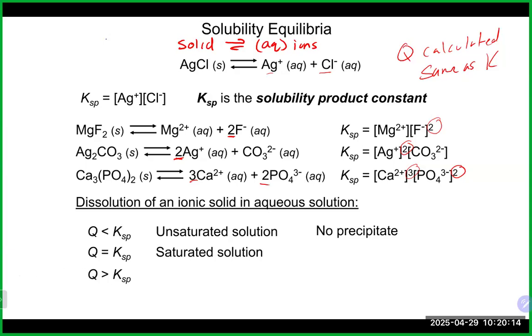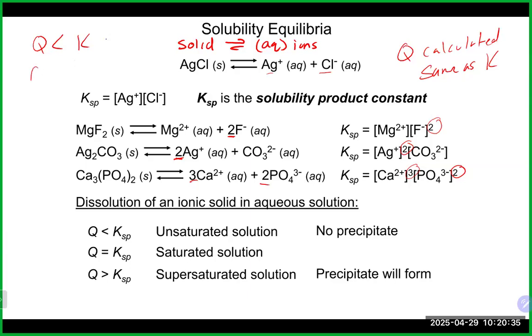And if you calculate Q and it's greater than the Ksp, you have what is referred to as a supersaturated solution, which means you have too much solid dissolved and it will come out of solution and you will see a precipitate form. Once again, if you just want to go opposite of where the Q arrow there is pointing, it will kind of tell you.